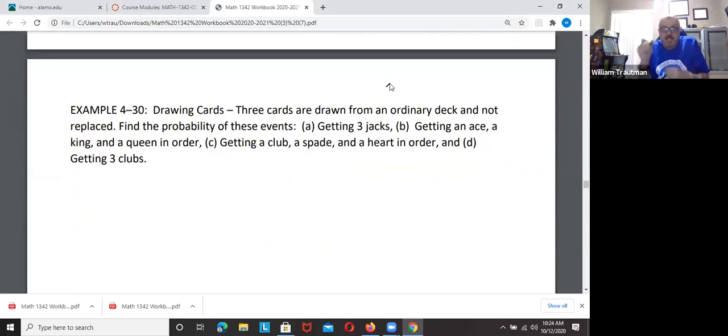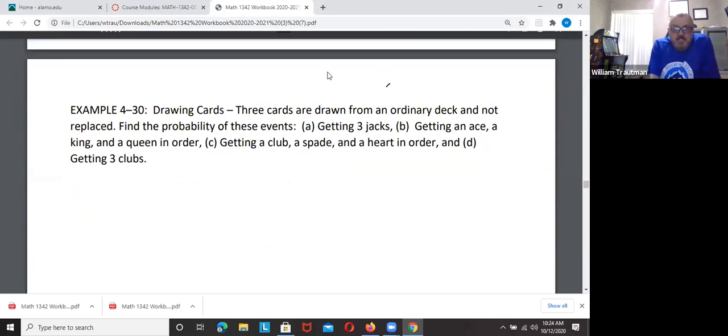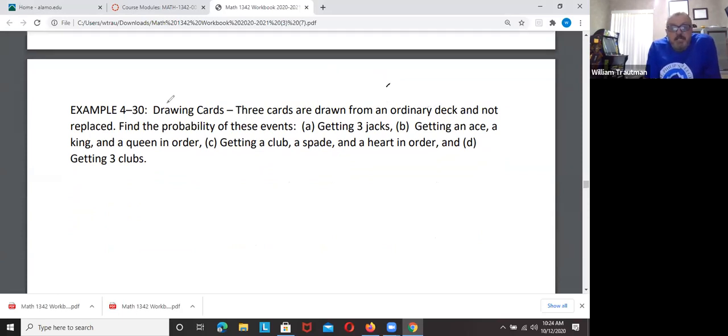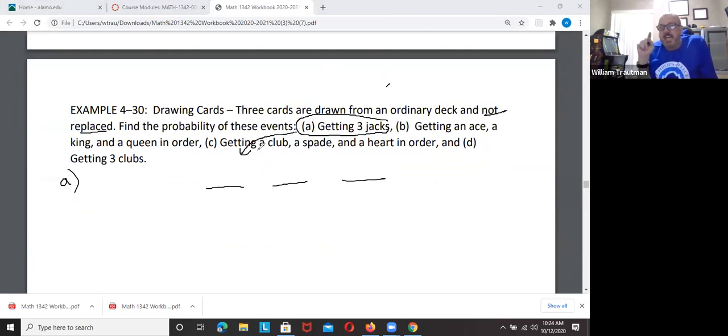Let's try an actual problem now. 3 cards are drawn from an ordinary deck and not replaced. So we're going to draw 3 cards and they are not going to be replaced. So here's the 3 cards we're going to draw. This is letter A. Find the probability of getting 3 jacks.